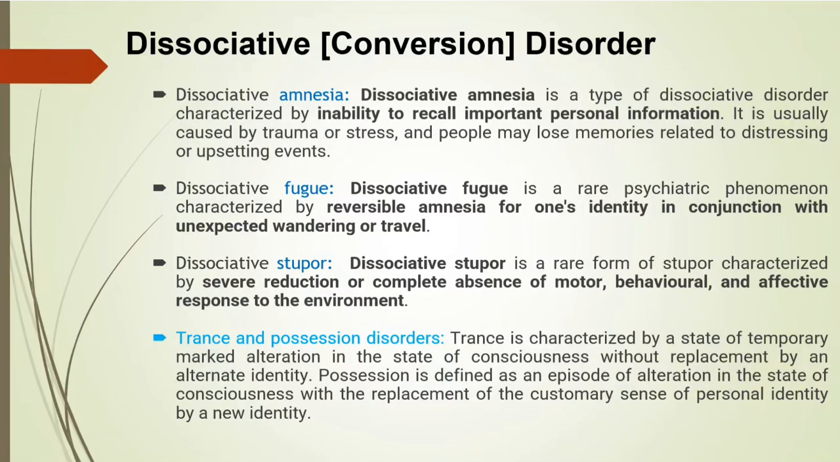Dissociative fugue is a rare psychiatric phenomenon characterized by reversible amnesia for one's identity in conjunction with unexpected wandering or travel. So these people totally get detached from their identity and present as a totally different identity, which has separate emotions, separate personality traits, a total separate identity. And these people may be found wandering or traveling in different situations.